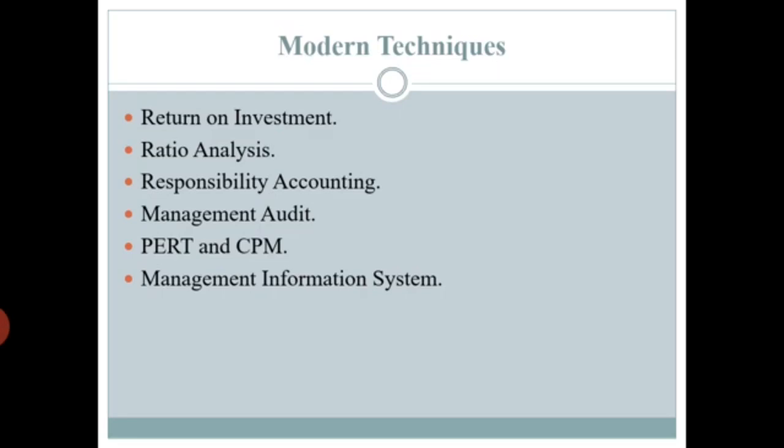Then management information system, or MIS. What is it? Collecting the information in a system itself is management information system. Okay, what is done in a management information system? Okay, let's see.